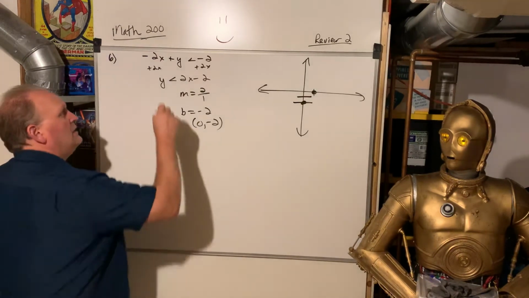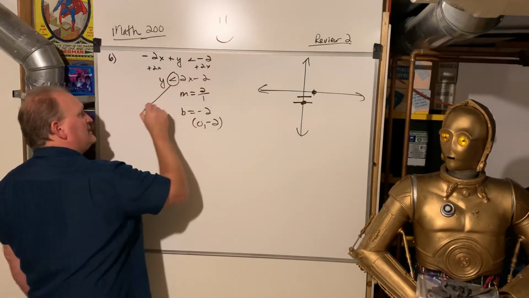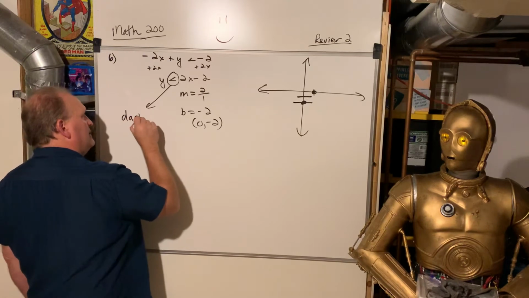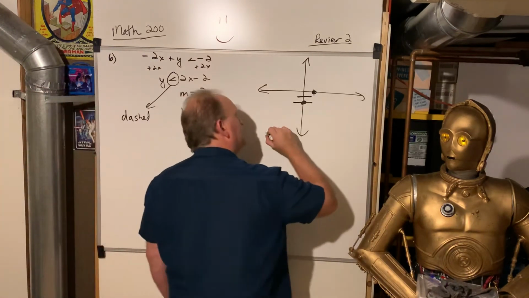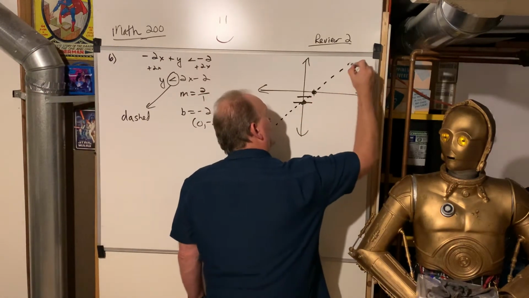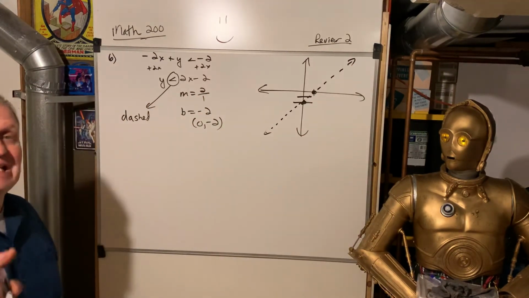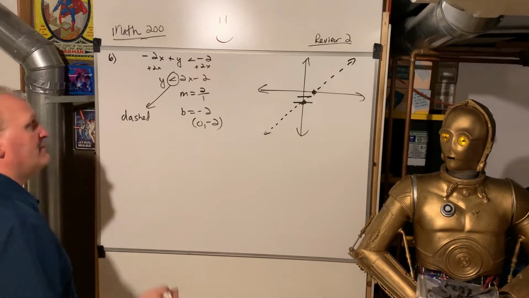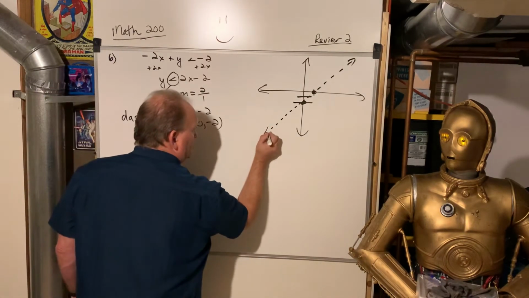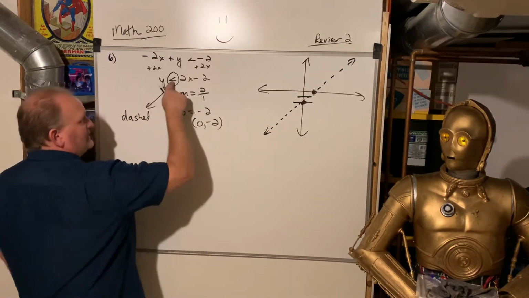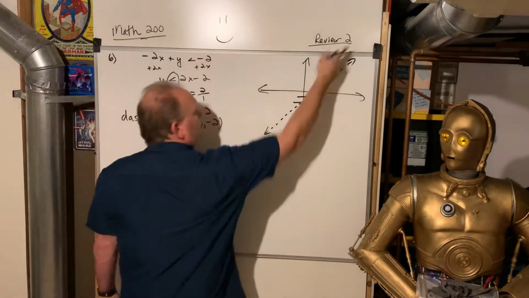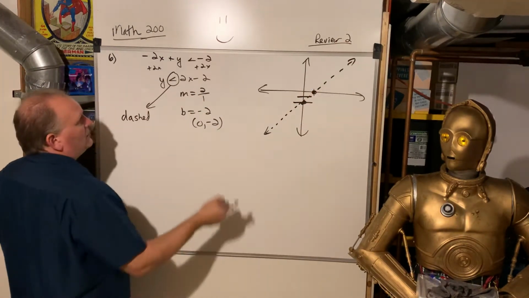Now, when it's greater than or less than, that means a dashed line. That means the line divides all the points that work against all the points that don't work. It does not include the points on the line. It's a boundary. It's not an inclusive boundary. All right, if it's less than or equal to or greater than or equal to, then you get a solid line.